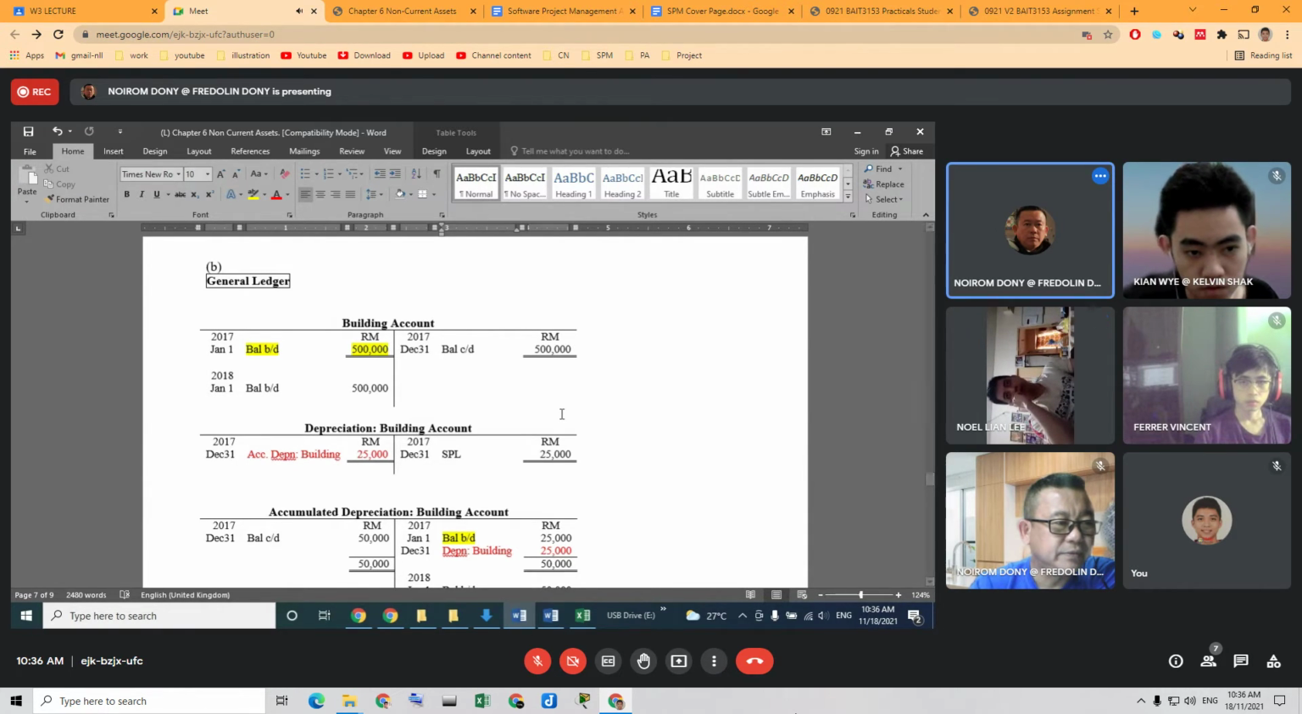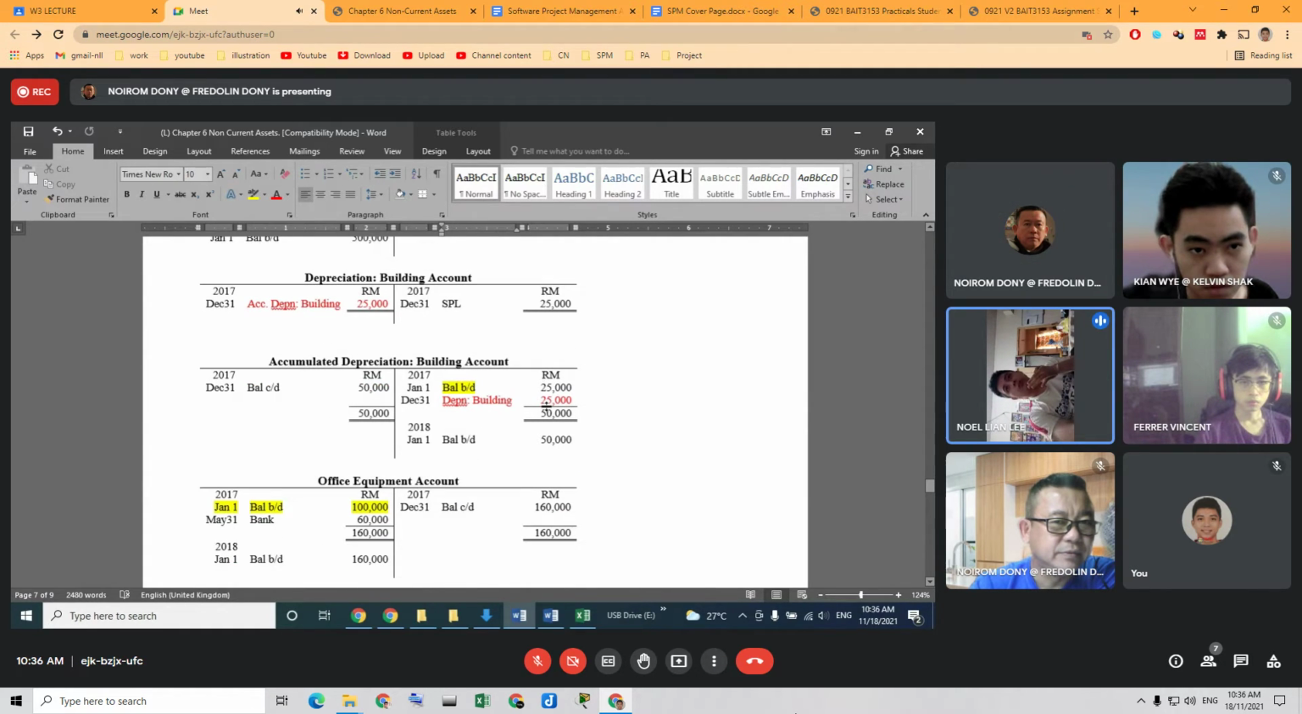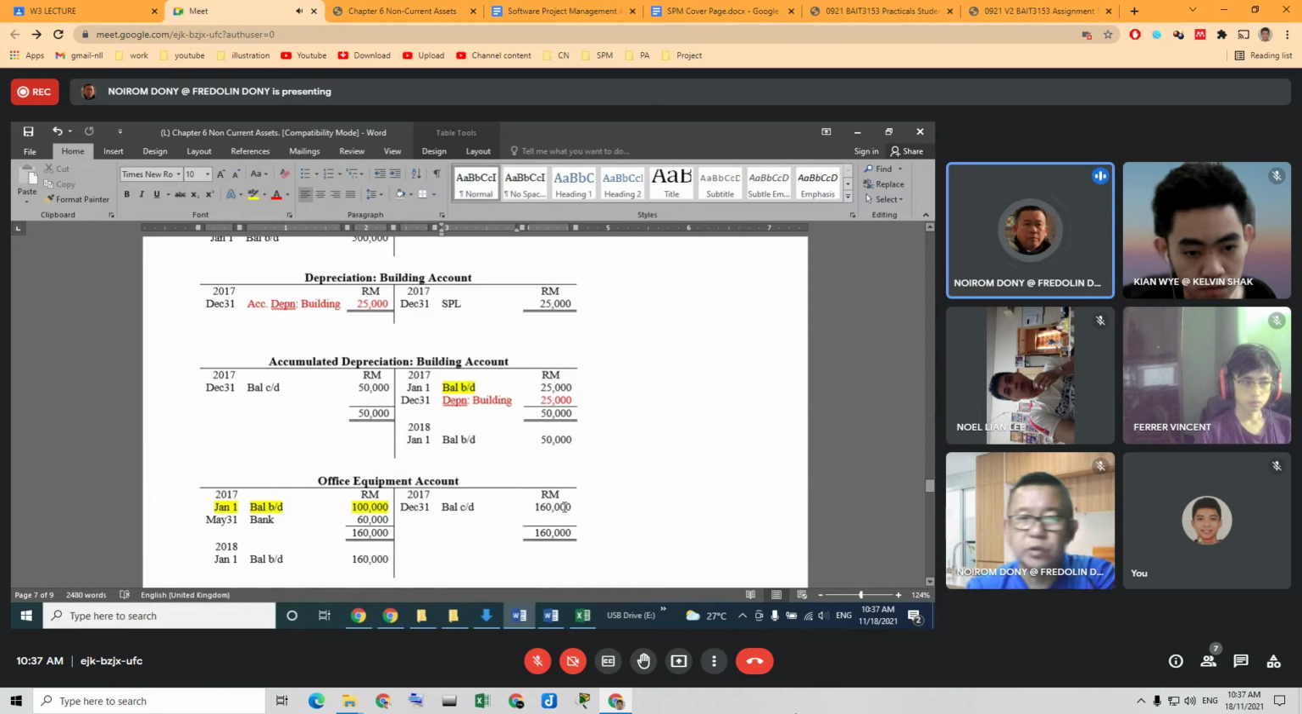The newly purchased office equipment, do we need to depreciate? Yes, we need to depreciate. When we depreciated just now, because this is using the straight line method, we times the percentage on 160,000, which is already inclusive of the newly purchased.